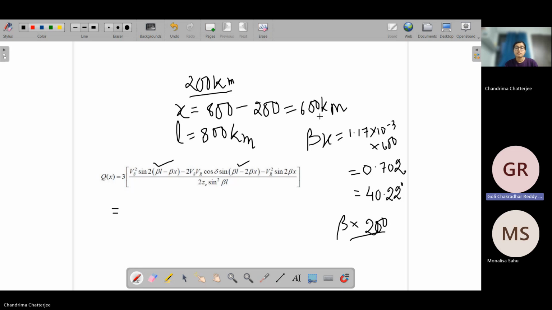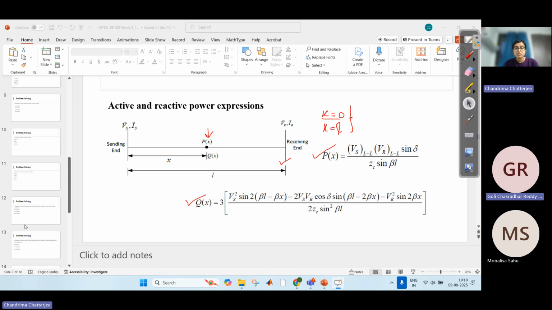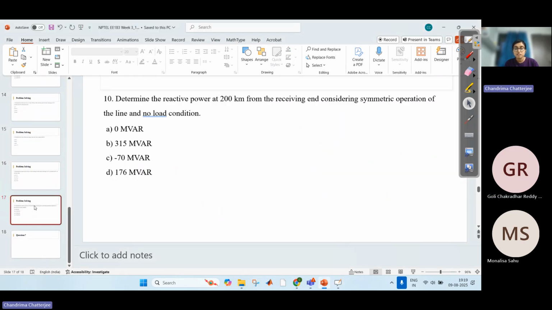Ma'am, what should be the power angle delta we need to take here? I think in the question they have mentioned cos 60 degrees. No, see here they have mentioned no load condition. Delta.